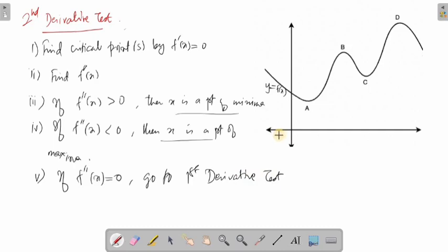I hope this is clear to you. One more thing I forgot to tell you. I told you that this is a point of inflection, isn't it? Whenever there is no change in the sign of f dash of x when you move from left to right, then that point is called a point of inflection, and at that point there exists no maximum and no minimum. That's what you need to keep in mind.